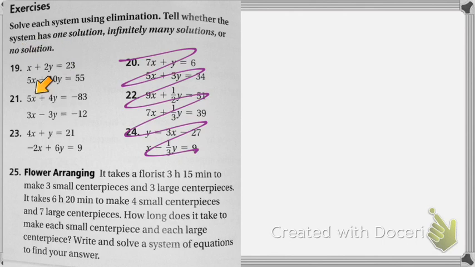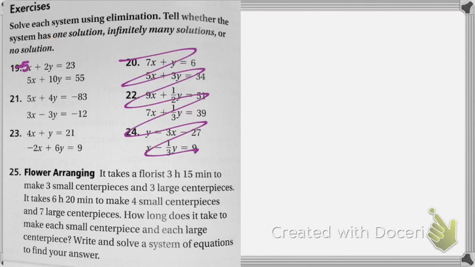So 19, what you're looking for is opposites. And I don't have any opposites, so I'm going to have to make them be opposites. So I've got an x and a 5x. For those to be opposites, this needs to be negative 5x. But I can't just change one.